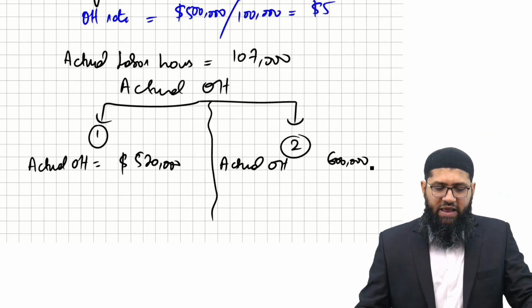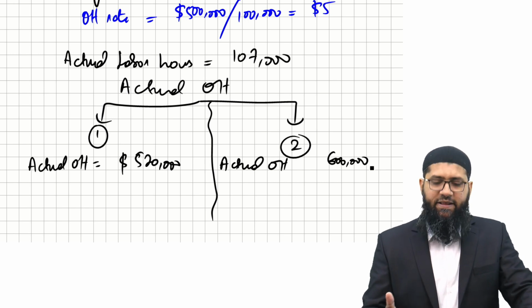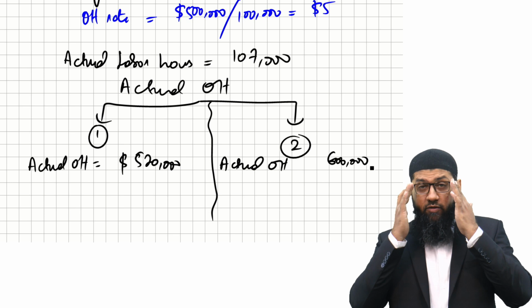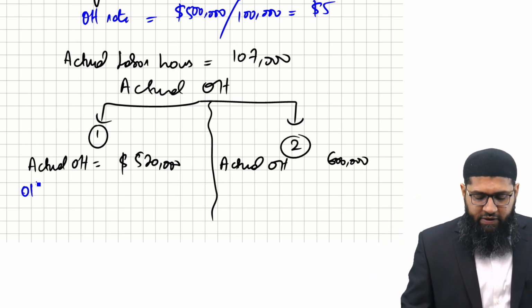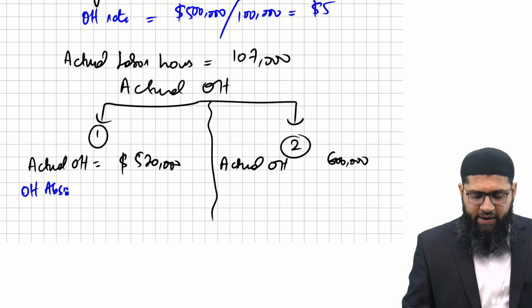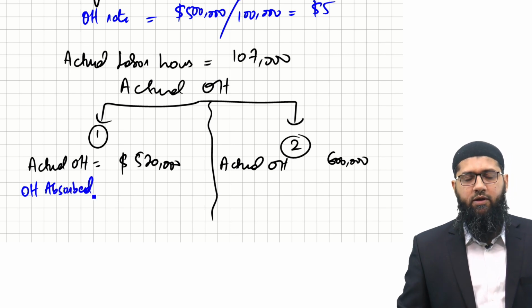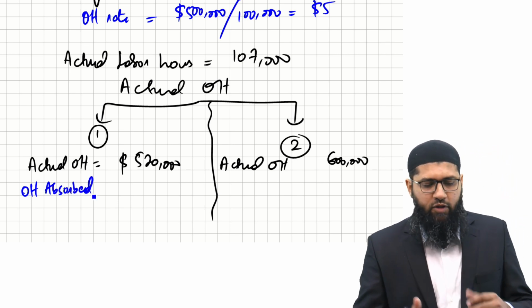So what would actually happen is that when you have the actual overheads of 520,000 and 600,000, what is going to happen next? The next thing is that you need to calculate how many overheads have been absorbed. What has been the absorption of the overheads?